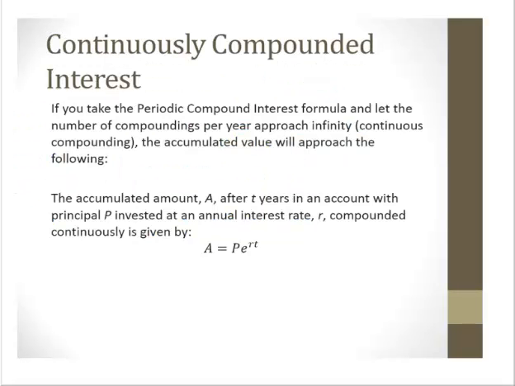If you take the periodic compound interest formula and let the number of compoundings per year approach infinity, what we call continuous compounding, the accumulated value approaches the following. The accumulated value A after T years in an account with principal P invested at an annual interest rate R compounded continuously is given by A equals P times e to the RT, where again that e is approximately 2.718, the Euler number.